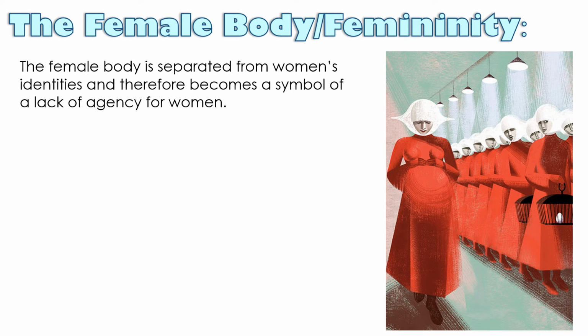So the first theme we're going to look at is the female body and femininity. If we look first, we've got the idea that in this novel, the female body is separated from women's identities and therefore it becomes a symbol of a lack of agency for women.